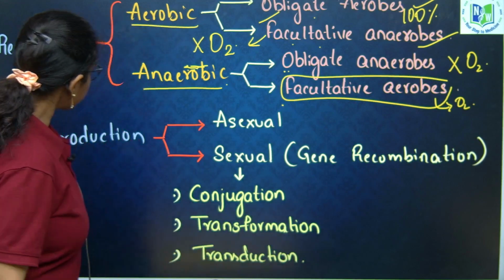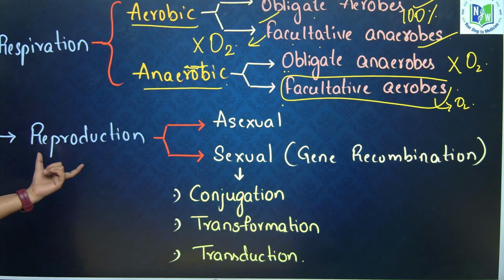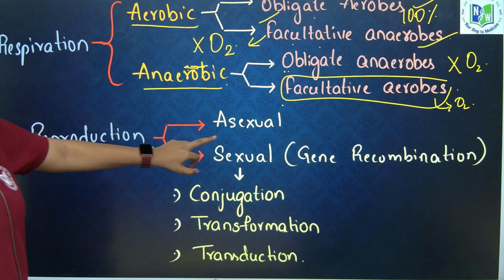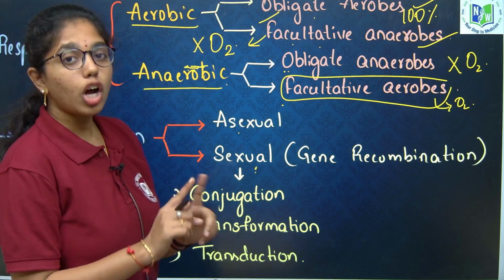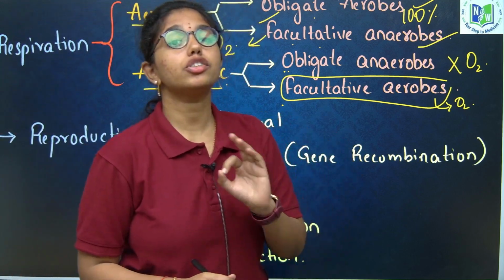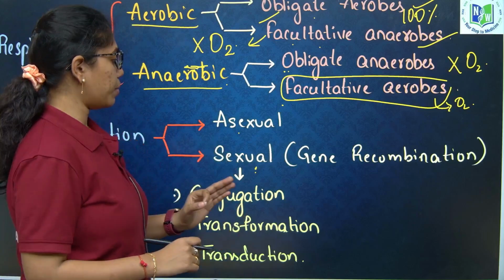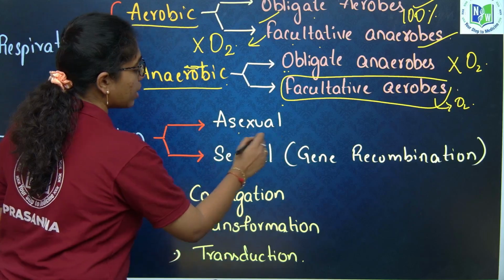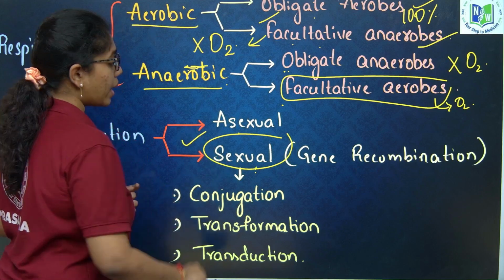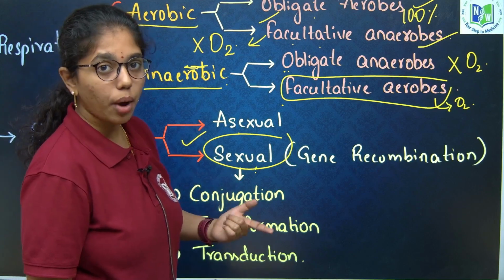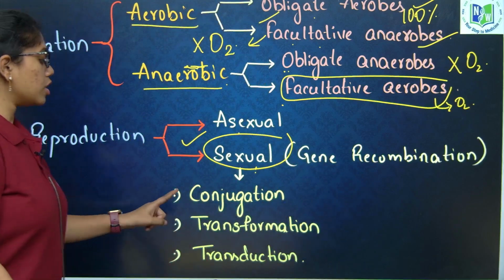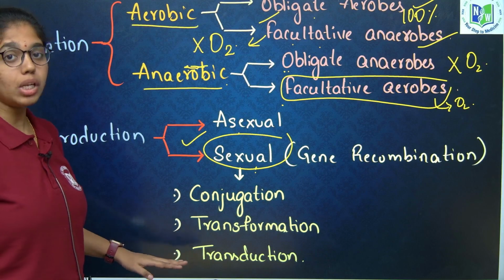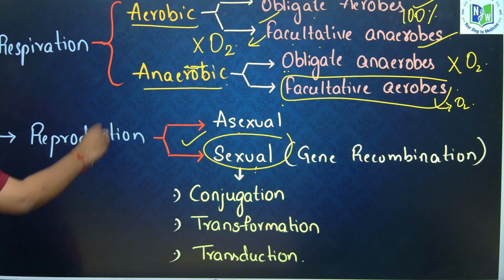Next, reproduction. Reproduction is of two types, asexual and sexual recombination, as we will call it. Not sexual reproduction, because there is no gamete fusion or gamete formation, just gene recombination takes place over here. That is why we will call it either gene recombination or sexual recombination, which is of three types: conjugation, transformation and transduction.